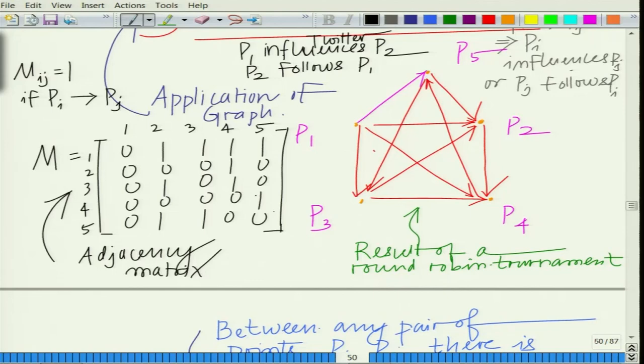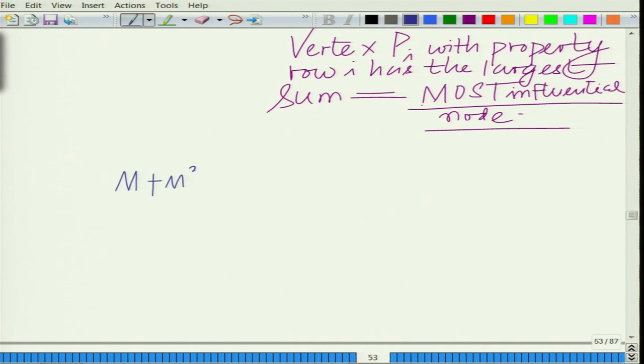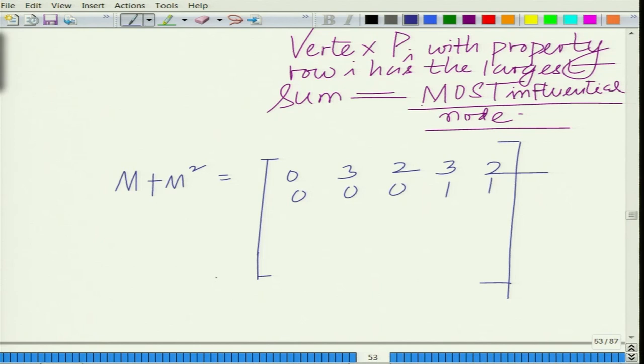Now, let us quickly compute M plus M squared for this graph. M plus M squared is 0 3 2 3 2, then 0 0 1 0 1, then 0 1 0 2 1, then 0 1 1 0 1, and then 0 2 1 2 0.